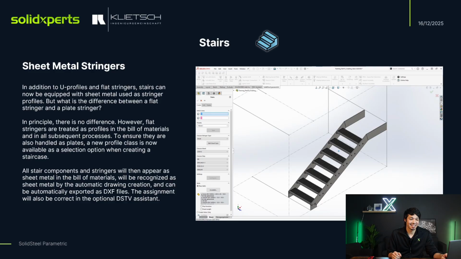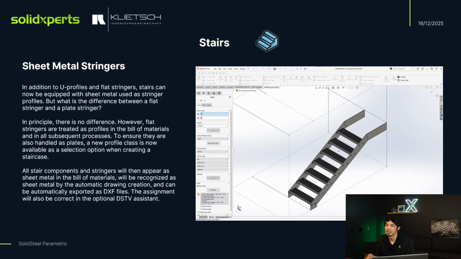Anyways, let's take a look at what's new in SolidSteel Parametric, starting with our stairs feature. So one of the biggest enhancements that we have is the introduction of sheet metal stringers for stairs. So previously, SolidSteel Parametric did support U-profiles and flat stringers. Now you can actually use your sheet metal plates as stringer profiles.